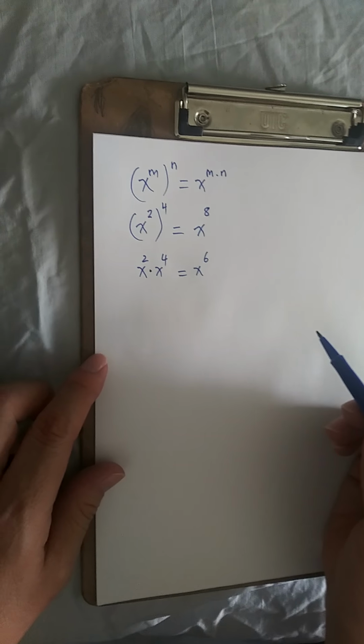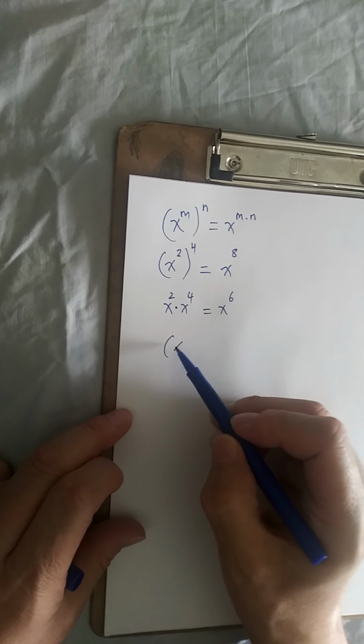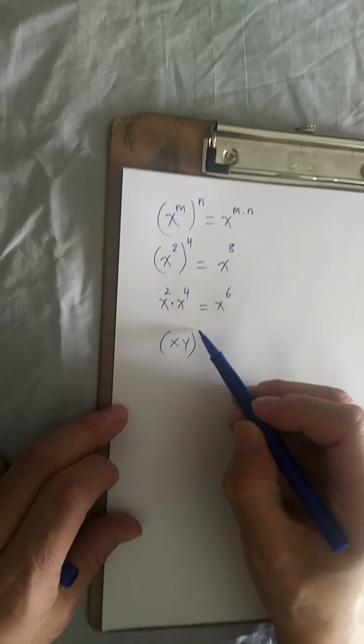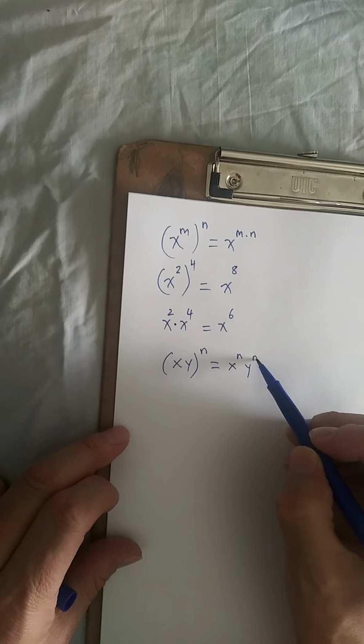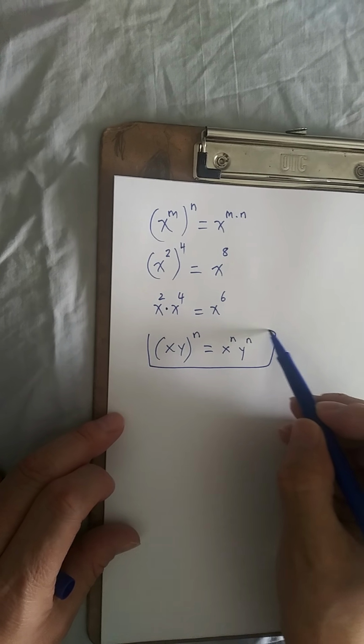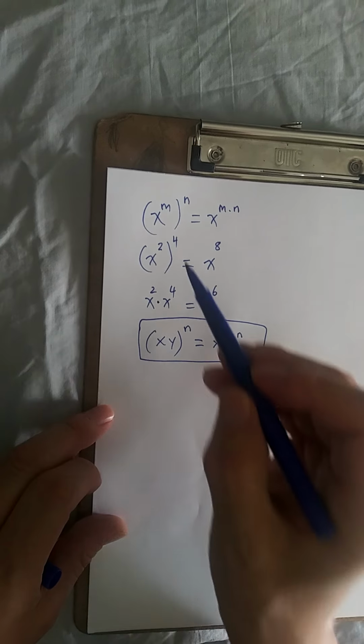And what if you have two letters like xy to the power n? This will be x to the power n times y to the power n. So you do each of these separately.